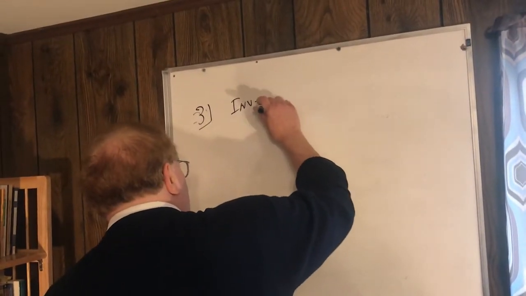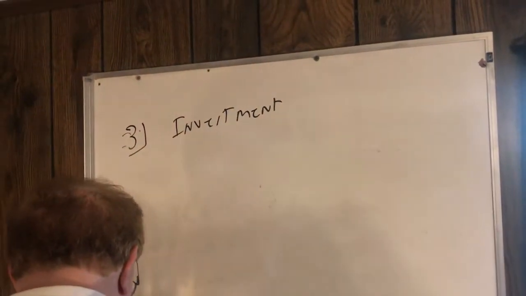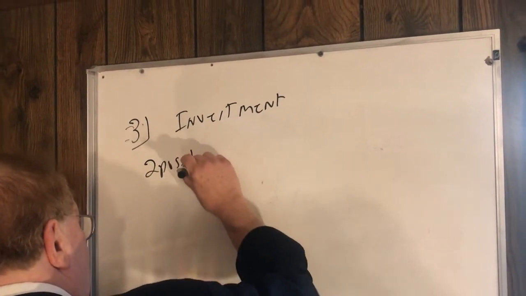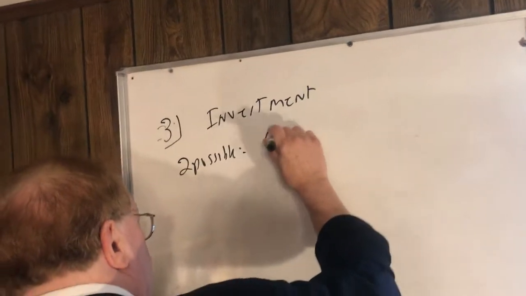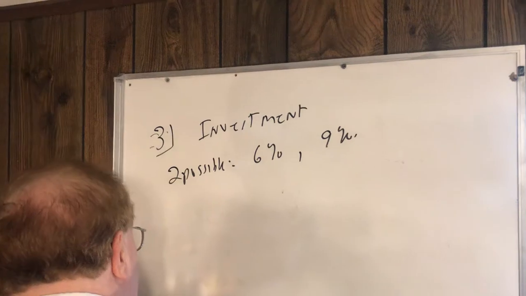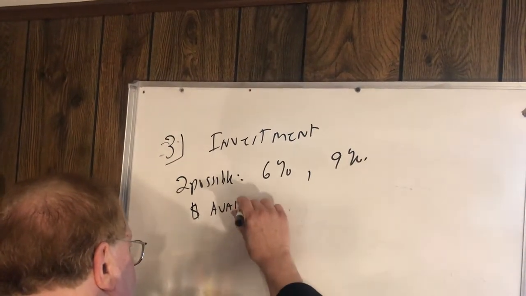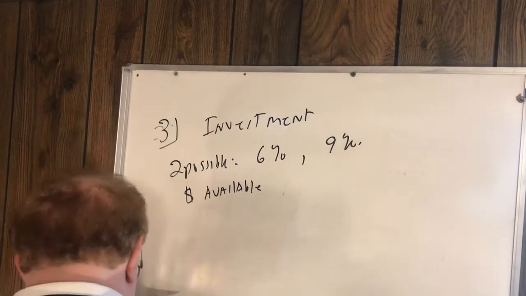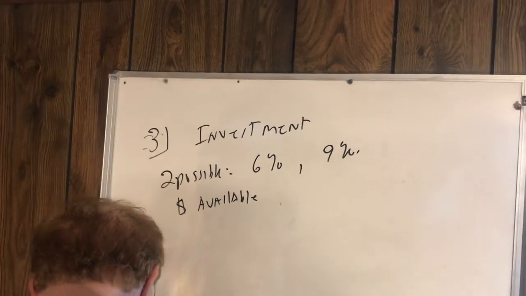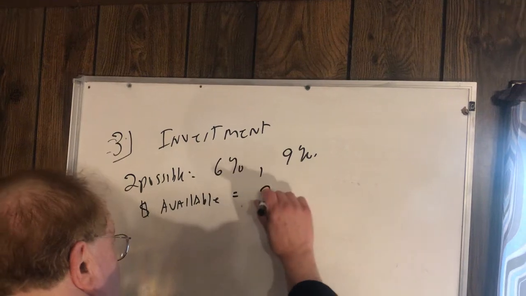Okay, investment. So we have two possible investments. We have one at 6% and one at 9%. How much money do I have? Dollars available. I don't know why I'm at an angle here, but I'm not doing trigonometry. So I have $20,000 available.